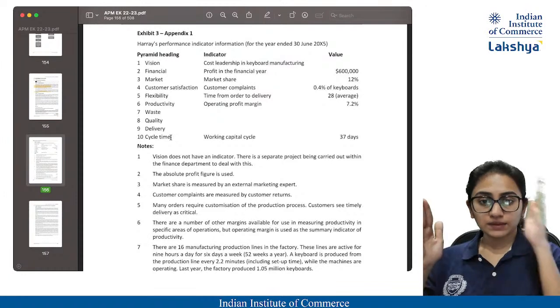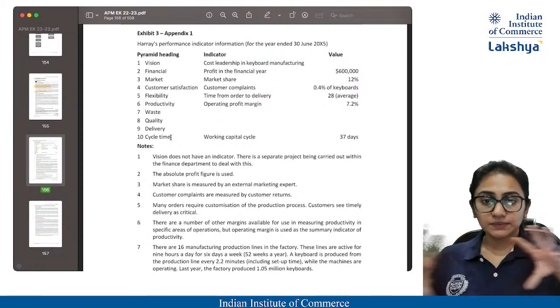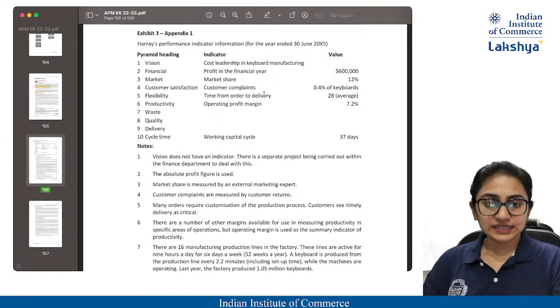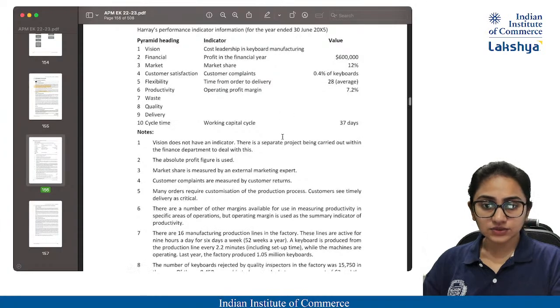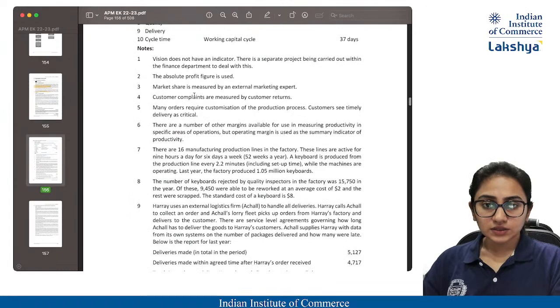At the heading, that is the first part, there's vision. Second part is financial and market. Third one is customer satisfaction, flexibility and productivity. And at the base it's waste, quality, delivery and cycle time. This is a normal thing. Then these are the indicators and these are the values and notes, which says that vision does not have an indicator. There is a separate project being carried out within the finance department to deal with this.